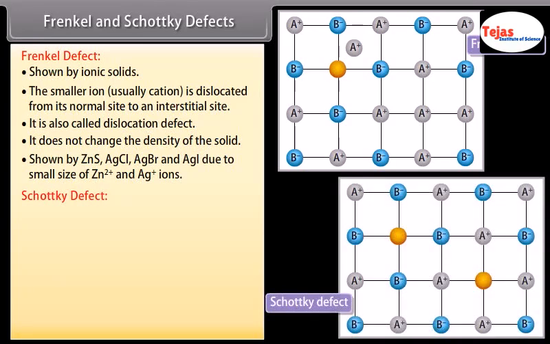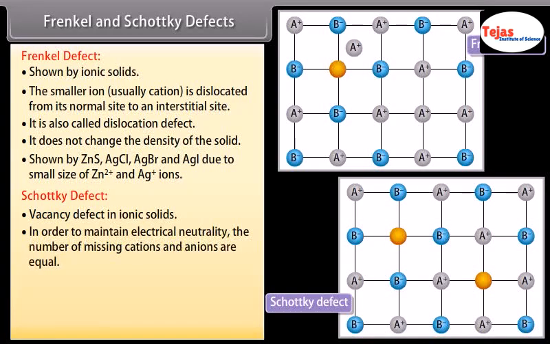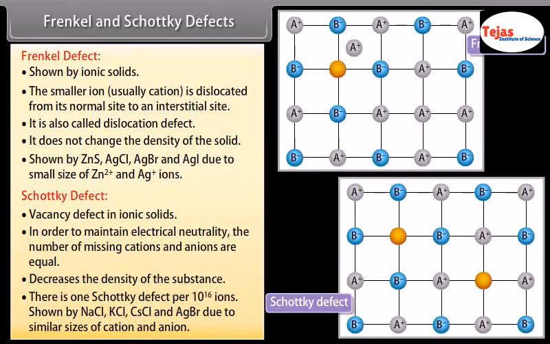Schottky defect, a vacancy defect in ionic solids. In order to maintain electrical neutrality, the number of missing cations and anions are equal. It decreases the density of the substance. There is one Schottky defect per 10^16 ions, shown by NaCl, KCl, CsCl, and AgBr due to similar sizes of cation and anion.